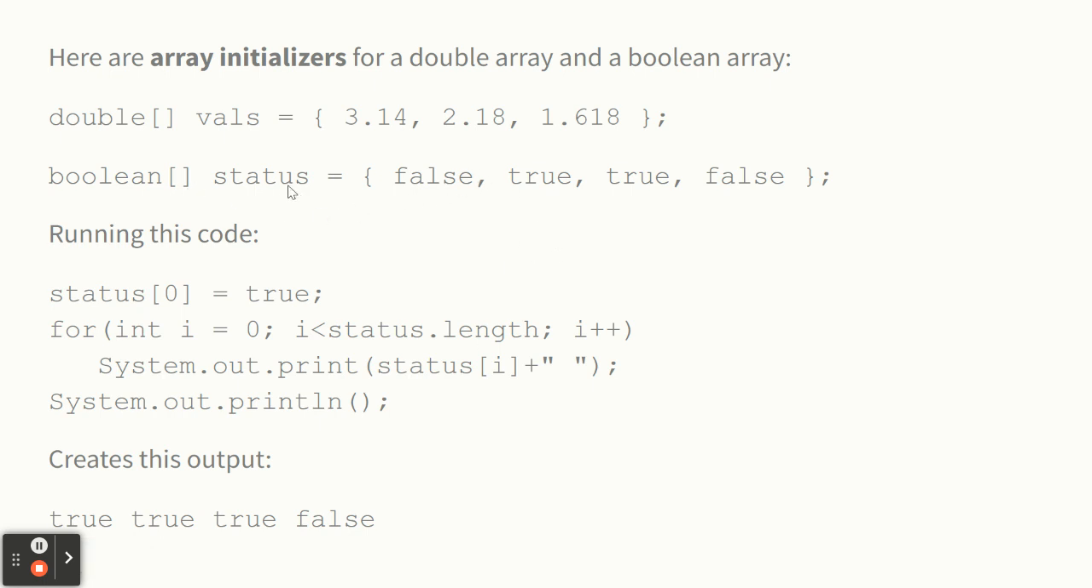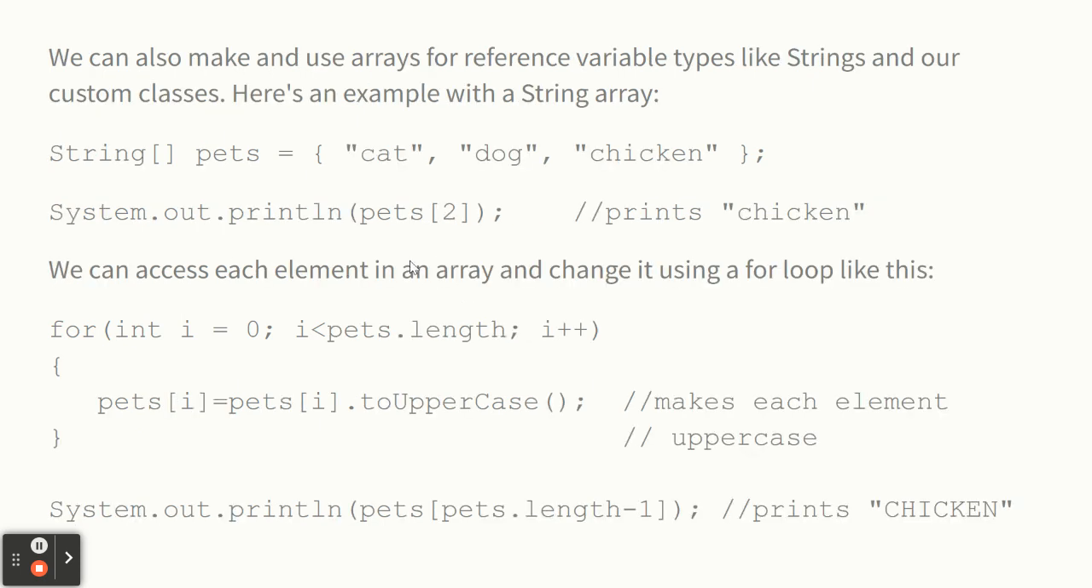Okay, so here I created this one with false, true, true, false. And then I just changed the first one to true, just to remind you that's how you do it. And then I printed the whole array. You have to do a for loop to print an array. And now it prints true, true, true, false, because it was false, true, true, false. Thanks for helping me. We can also make and use arrays for strings and any reference data.